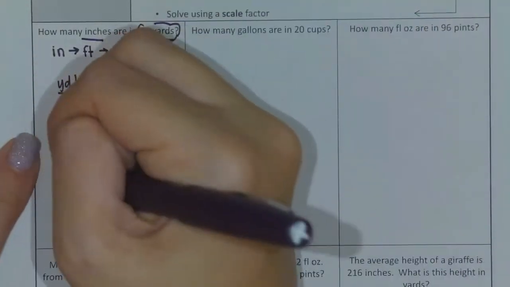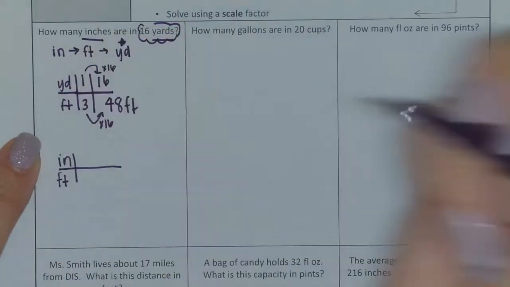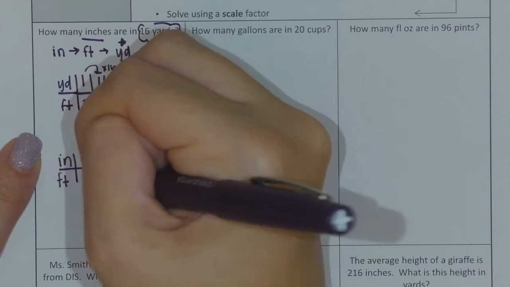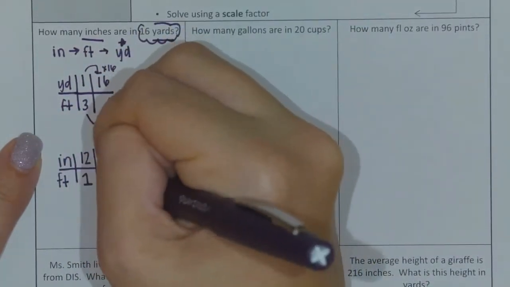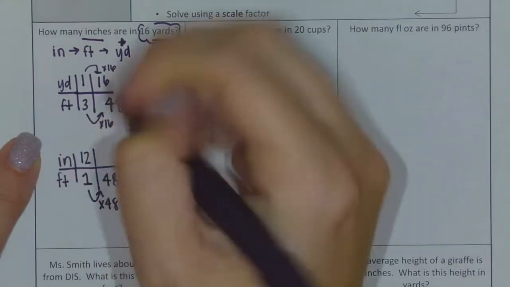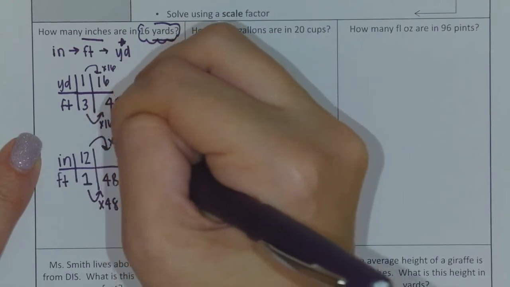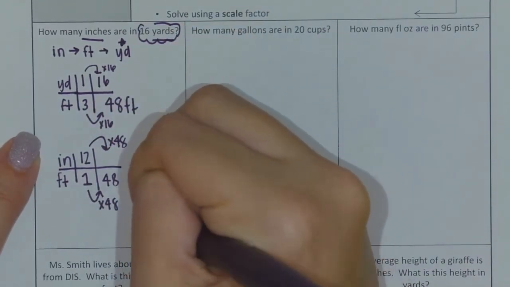So the next table that I'm creating is going to be comparing inches to feet. My star chart tells me that there are 12 inches in 1 foot. But I know that I have 48 feet here that I'm dealing with. So my scale factor would be times 48. What I do to the bottom, I have to do to the top. So I'm going to come over here and do 48 times 12.